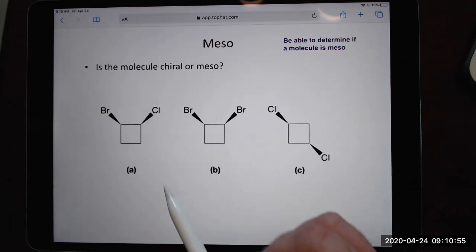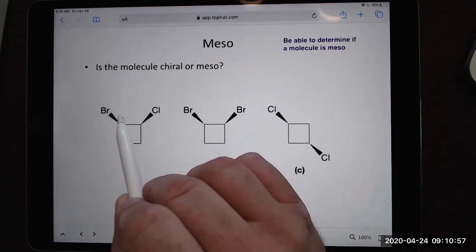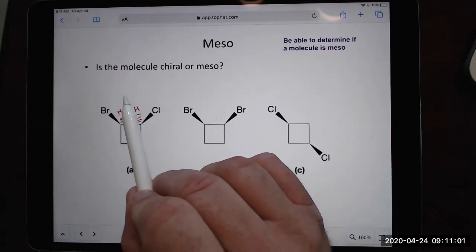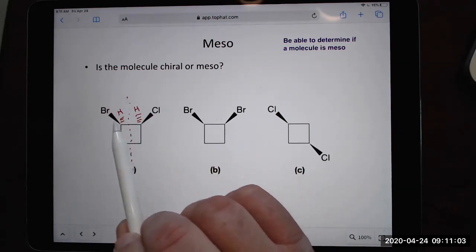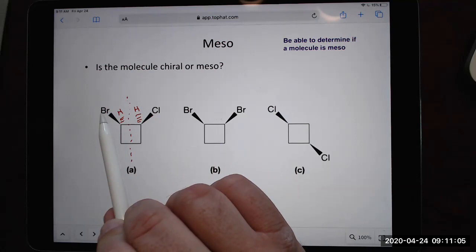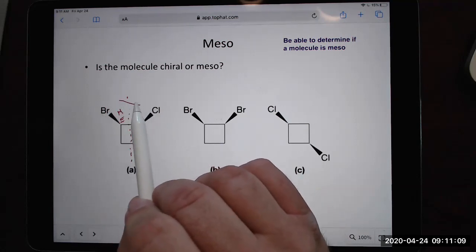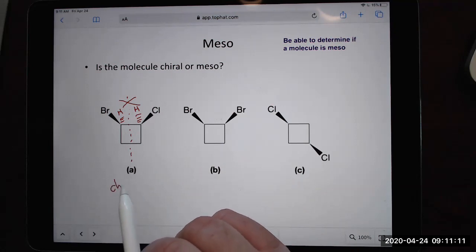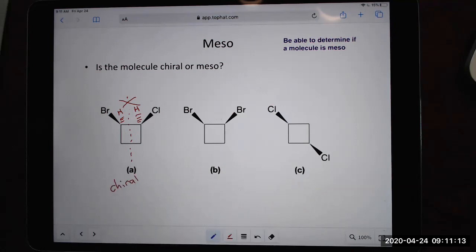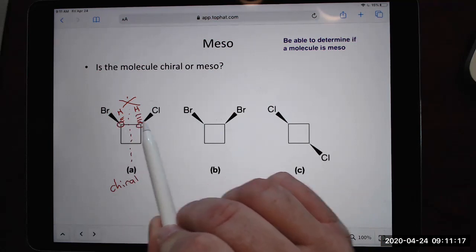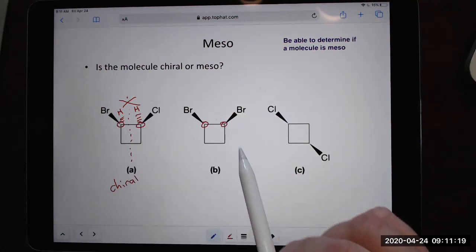Well, for here, you may want to draw on the hydrogens just to remind yourself. Is there a plane of symmetry right here? If this bromine looks in the mirror, does it see a bromine over here? No, it sees a chlorine. So there's no plane of symmetry, so this one's chiral.